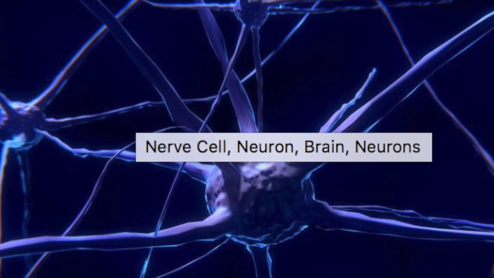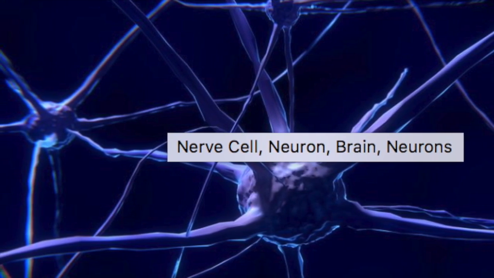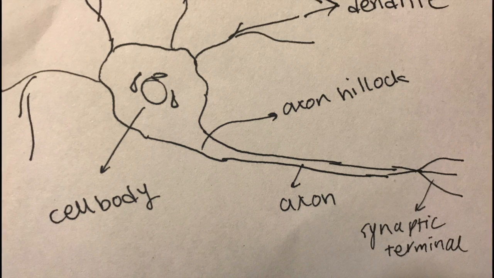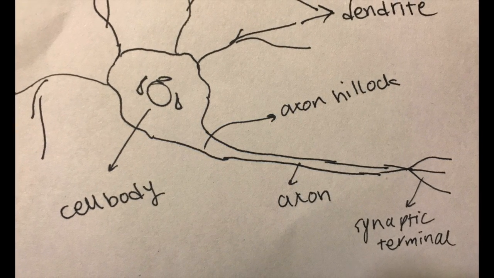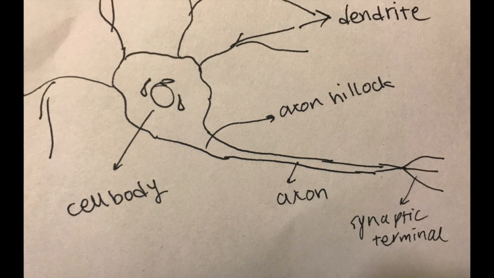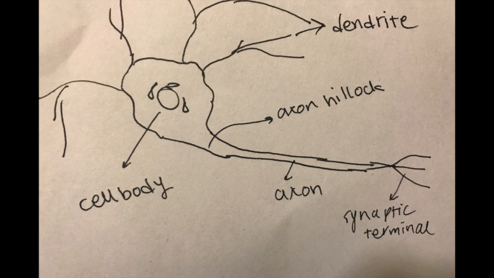A cluster of them is called ganglia, which is in the brain. And they also form the brain. So as we can see in the picture, neurons have a cell body which contains the nucleus and other organelles. It also contains the short dendrites connected to the cell body that receive the signals from the other neurons.